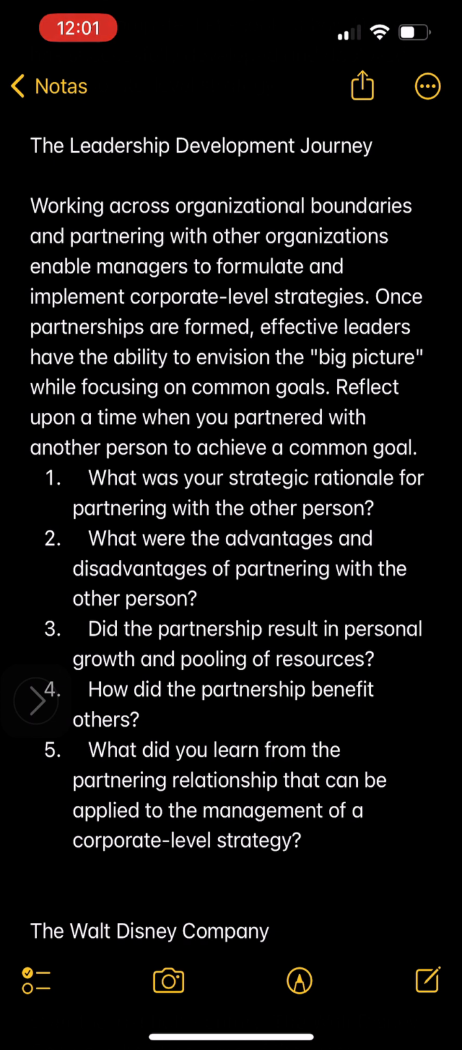Did the partnership result in personal growth and pooling of resources? How did the partnership benefit others? What did you learn from the partnering relationship that can be applied to the management of a corporate level strategy?